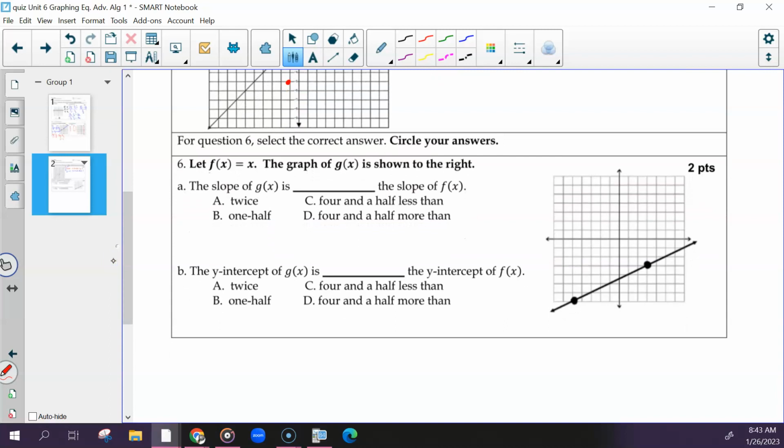Okay. And then these were right or wrong. So the slope, if you counted, was 1/2. The y-intercept was like -4.5. So the slope was 1/2 the slope of f of x, and the y-intercept was 4.5 less than. Questions on either of those?